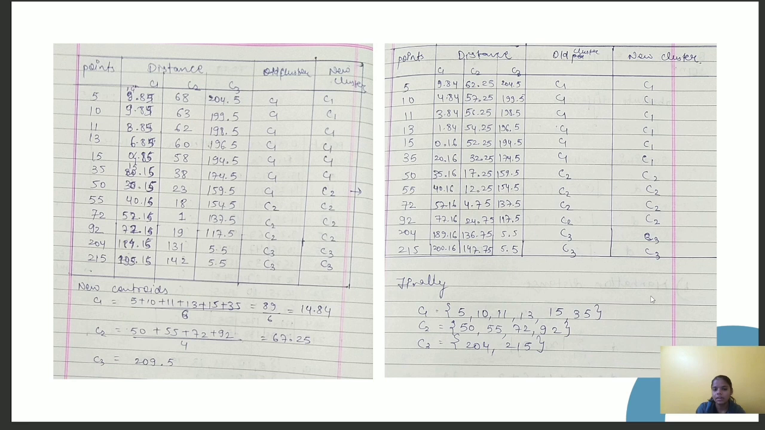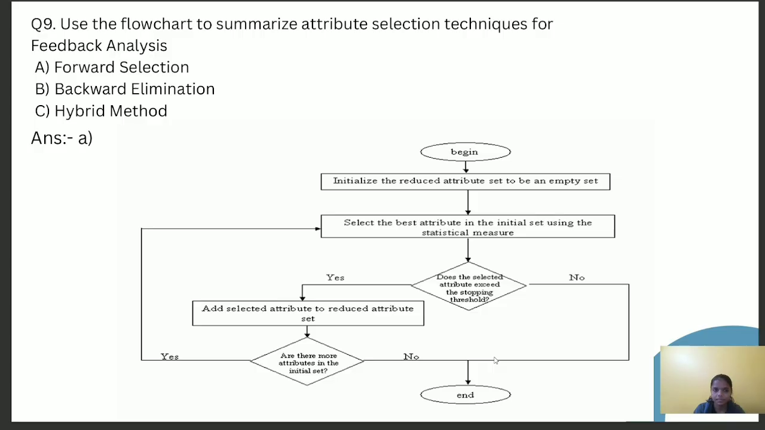It means that our final clusters are C1, which consists of data points 5, 10, 11, 13, 15, and 35. And in the C2 cluster, we have 50, 55, 72, and 92. And in the C3 cluster, we have 204 and 215.